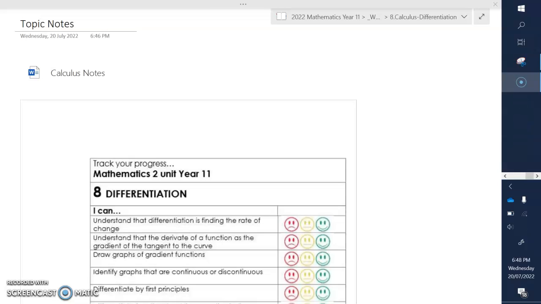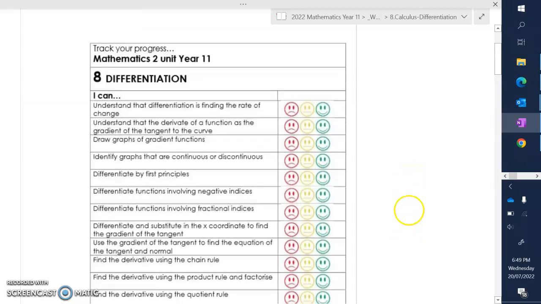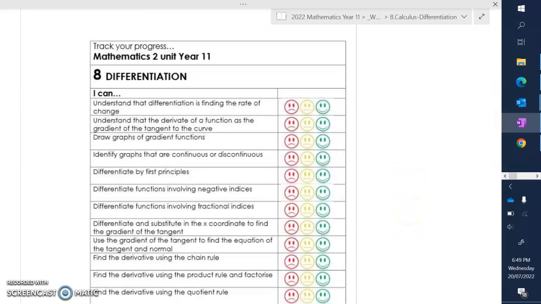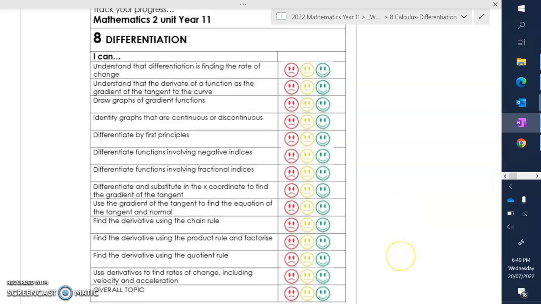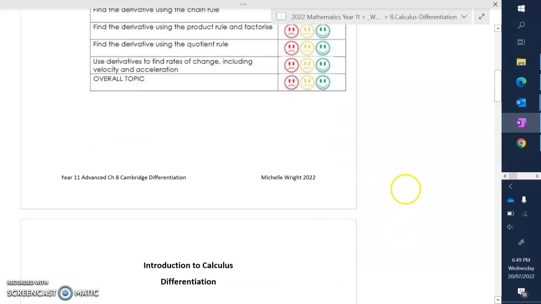So here are the first set of notes for calculus. I'm going to pop them up in sections instead of a whole chunk this time because I want to gauge how we're going, and I'm going to write notes and alter them along the way. As usual, there's the little smiley faces, or I guess our aims of what we need to achieve during the course of this topic. So you can go through those and tick off as we get to them. We'll look at those at the end.